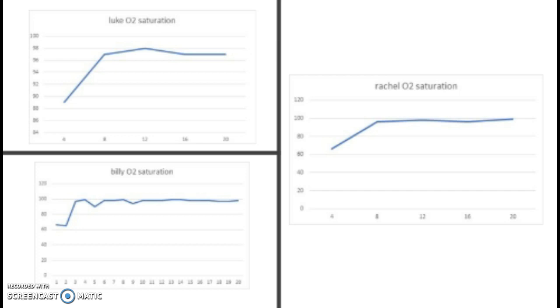Rachel's O2 saturation increases from the 4th minute to the 8th minute from 63% to 97%. This could be because of the increase in oxygen at the start of exercise due to the demands the working muscles have for it.